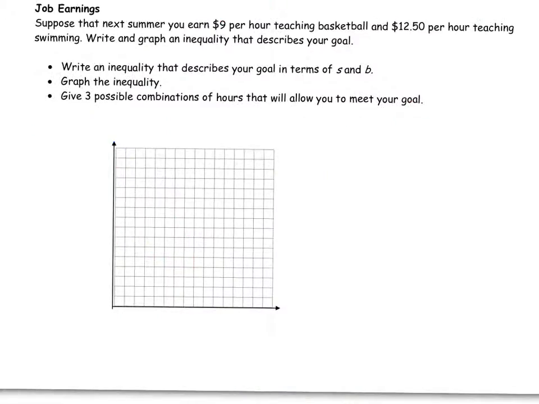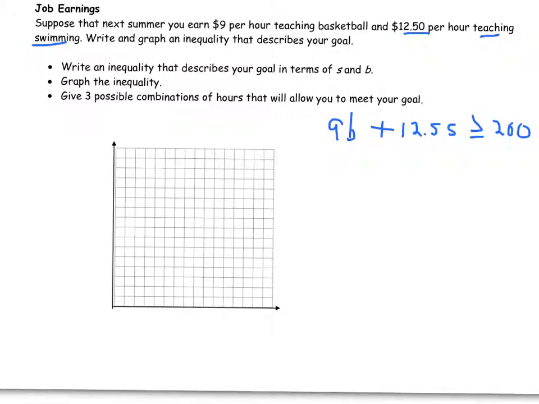Okay, so the next is a similar problem. We have $200 that we want to make, but this time we get $9 teaching basketball, and then we have $12.50 for teaching swimming. So it's the same problem. So I'm going to let my variables be the same, and they have to make greater than or equal to $200.